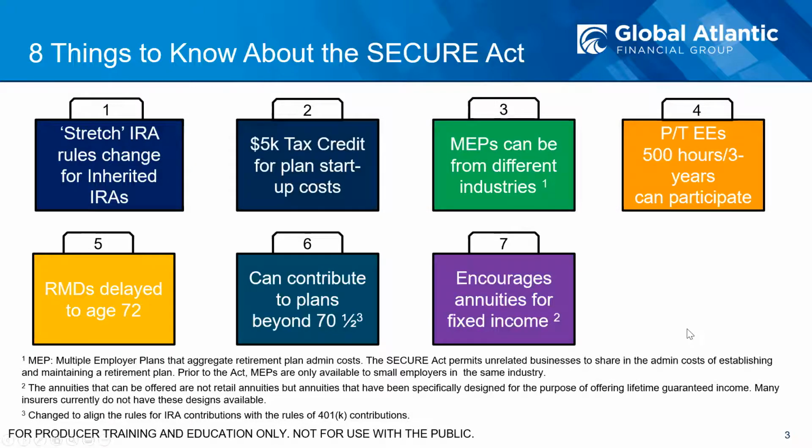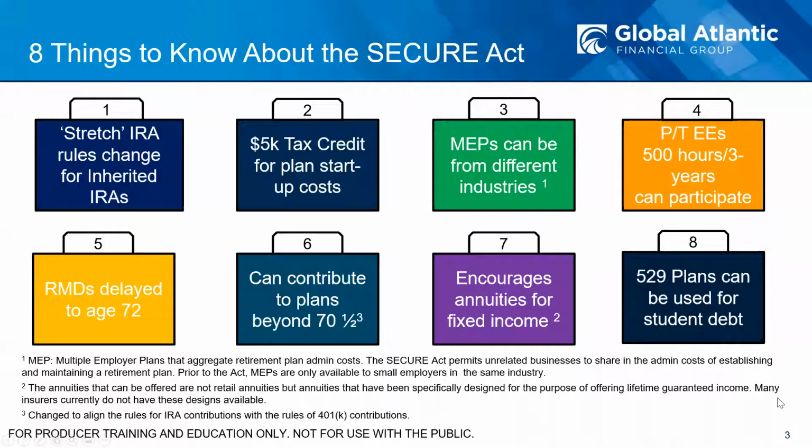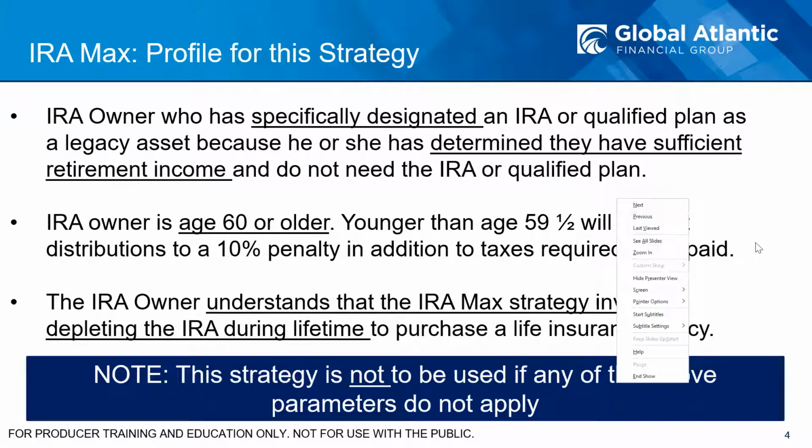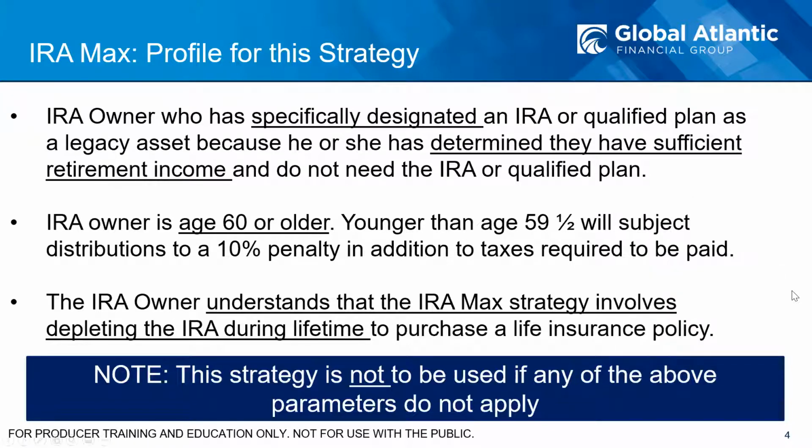And the eighth point is, 529 plans can now be used for student loan debt. And so I think that was another feature that really gave more flexibility for those plans due to timing of maybe when the education cycle was hitting and those students were hitting the colleges and universities. And if we were in a down market, it wouldn't be a good time to start drawing down those 529 assets. And so, 8 key points that we really put into a very simplified format for you to be able to have those discussions with your clients and prospects as well.